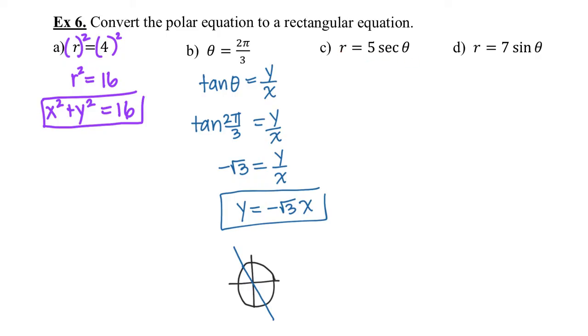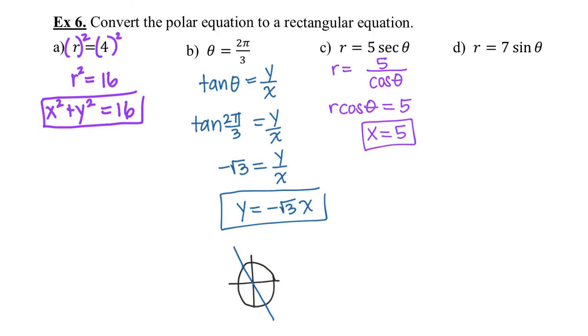C is r equals 5 secant theta. I'm going to rewrite secant as 5 over cosine, and I'll see if I can do something else with this. I'm going to go ahead and multiply the cosine to the side with r. So I'll get r cosine theta equals 5. Now r cosine theta I know equals x. So now I get x equals 5, which actually means if I tried to graph this on Desmos, I'll get a vertical line going through the 5, and it really will work.